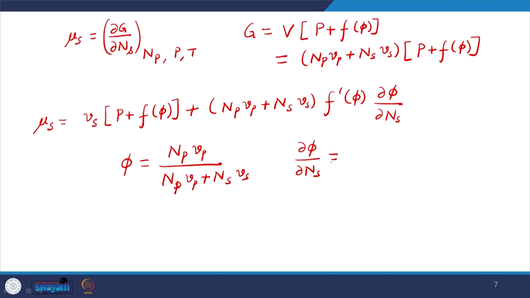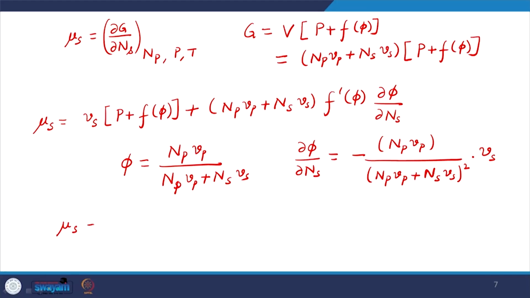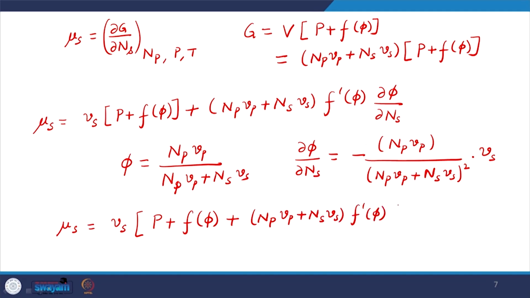So, in this case the numerator will not have a derivative with respect to Ns, it will come as it is, and the denominator will be squared and we will have a negative sign, multiplied with the derivative of the denominator, that is Vs. Therefore, if I put that back there, we will have mu s is equal to Vs multiplied with P plus f of phi plus (Np Vp plus Ns Vs) f prime phi, but now with a minus sign.